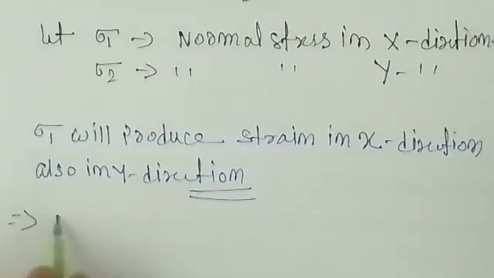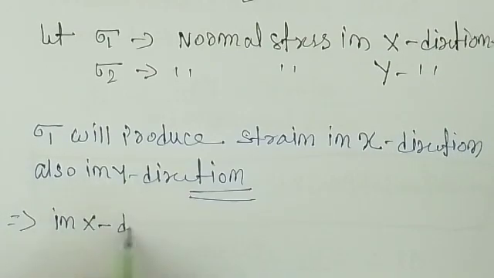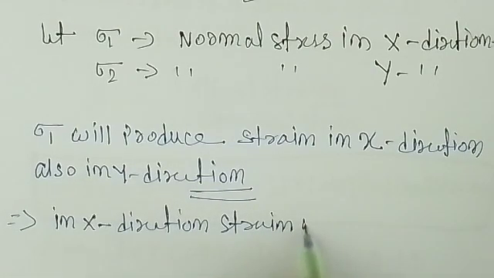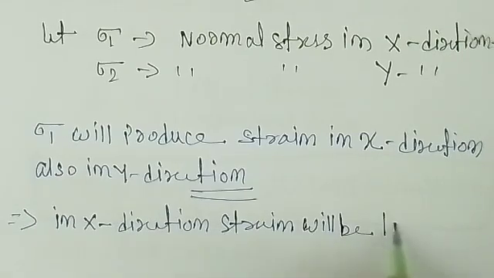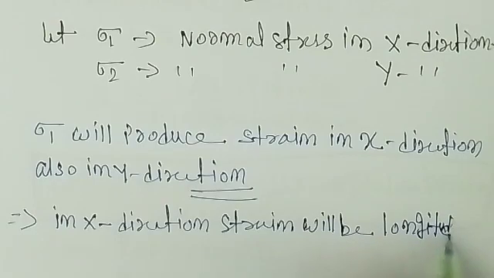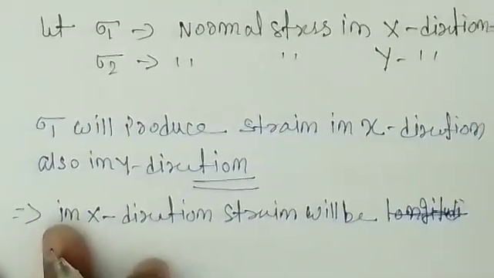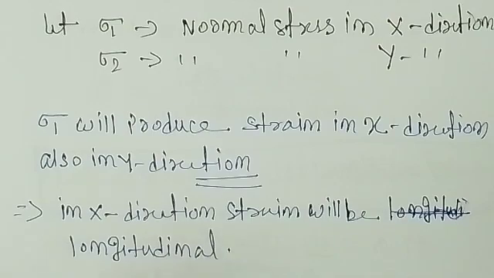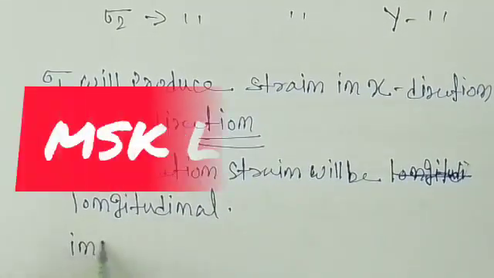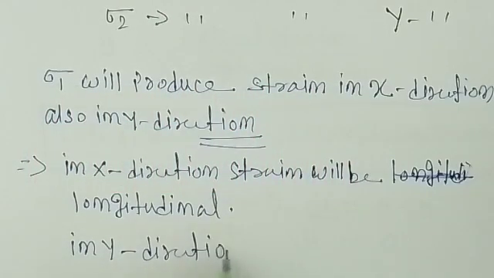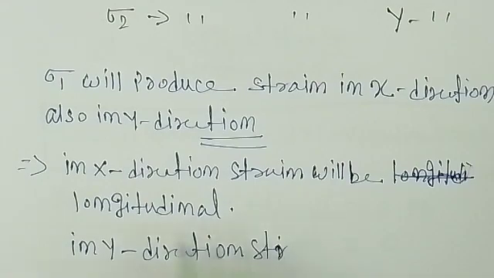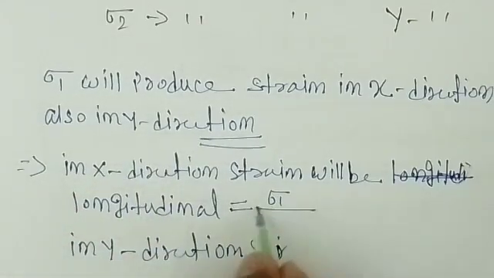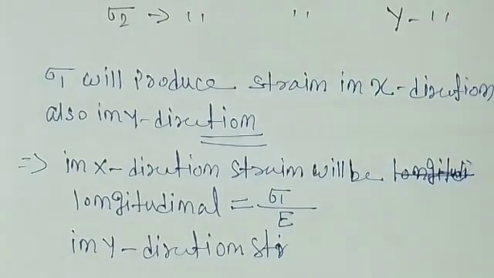So you can say in the x direction, the strain will be longitudinal, okay, and in the y direction, the strain, okay, in the x direction the strain will be longitudinal, and its magnitude is sigma 1 by capital E. That is stress by strain, Young's modulus, from Hooke's law.